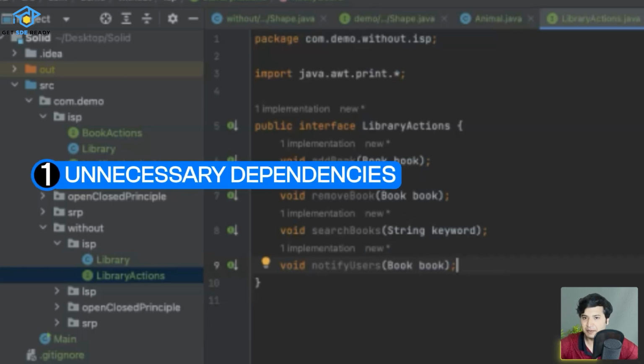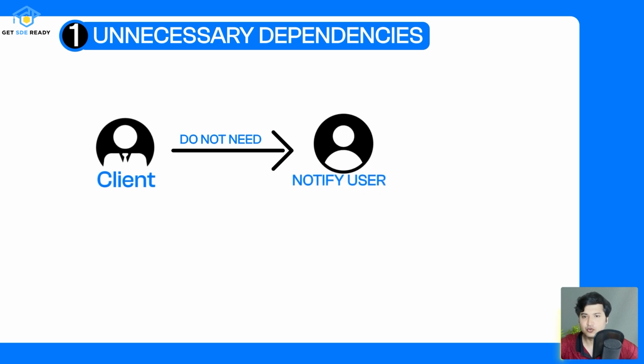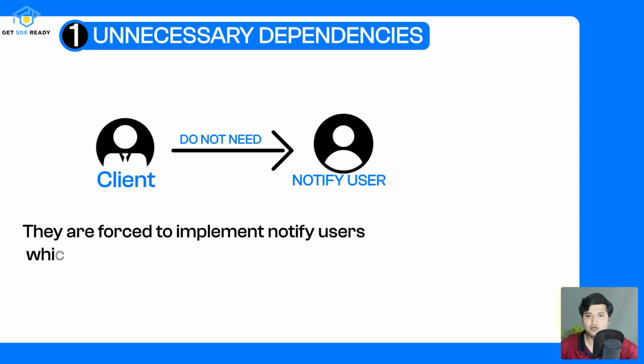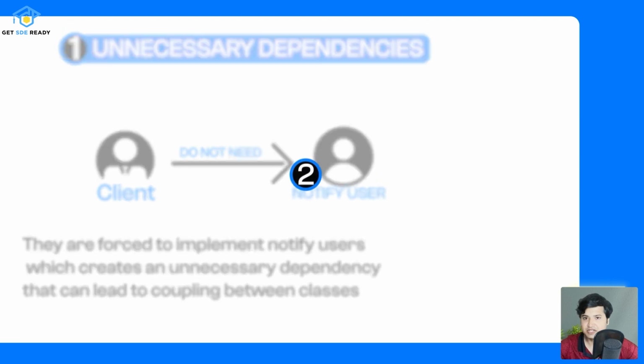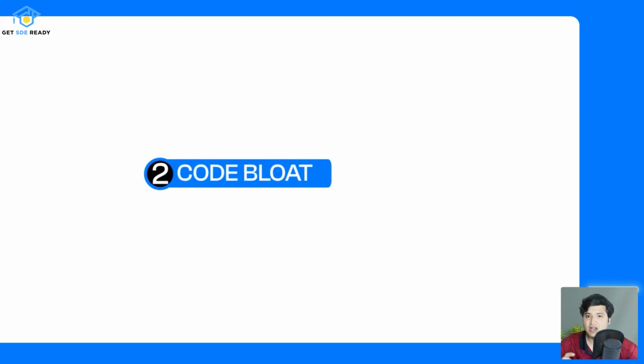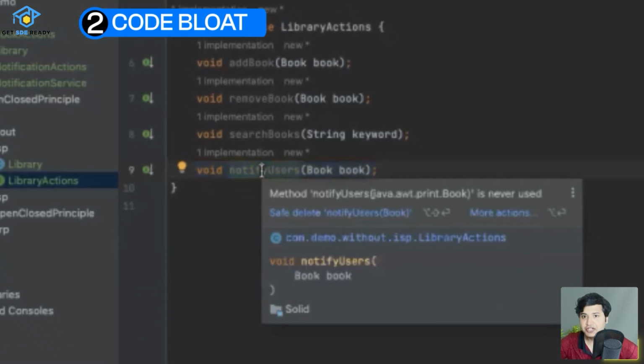First is unnecessary dependencies. So now if there's a client that does not need notify users as a functionality, then they are forced to implement notify users, which creates an unnecessary dependency that can lead to coupling between classes. Okay, this is one. Second disadvantage is code bloat. Large interfaces will have many methods to implement. Now, if I do not need a method, for example, I do not need notify users, I might have to give a default implementation or an empty implementation of this notify user functionality, which leads to code bloat.